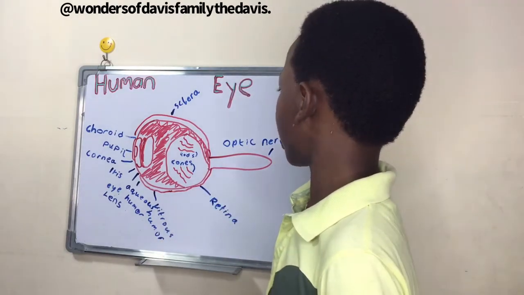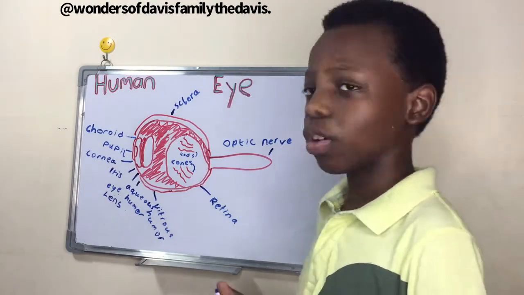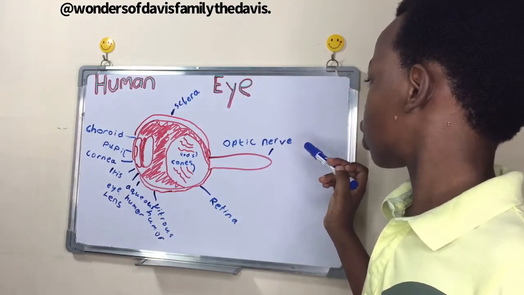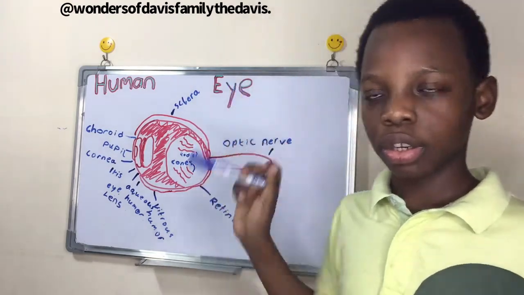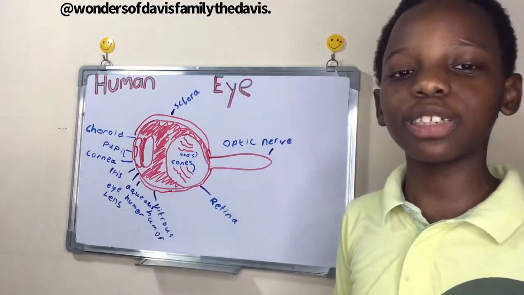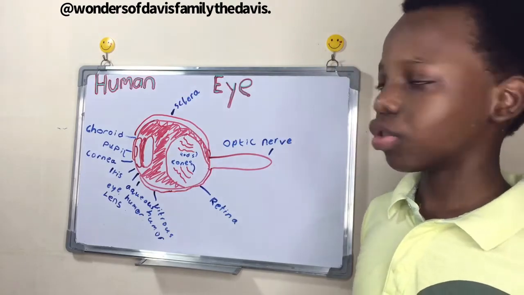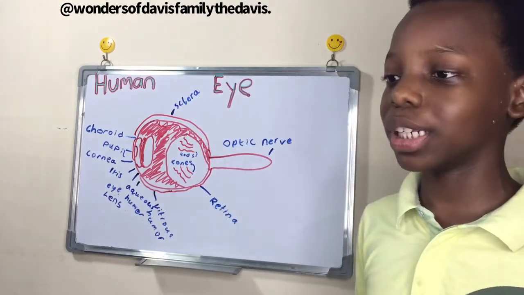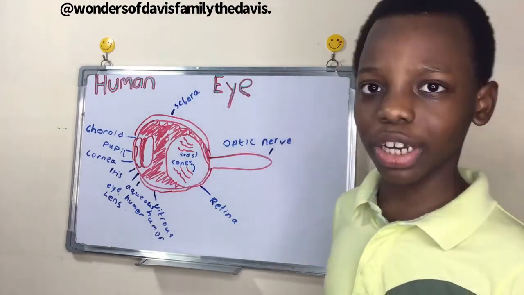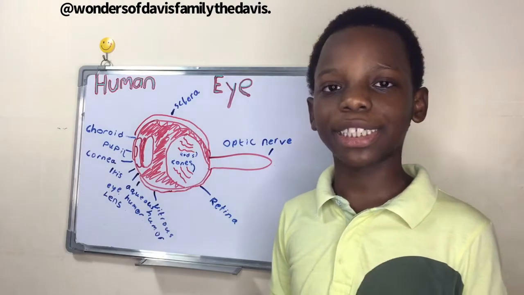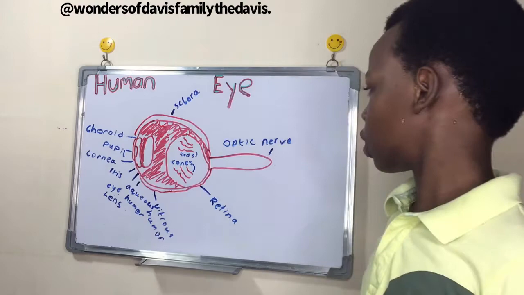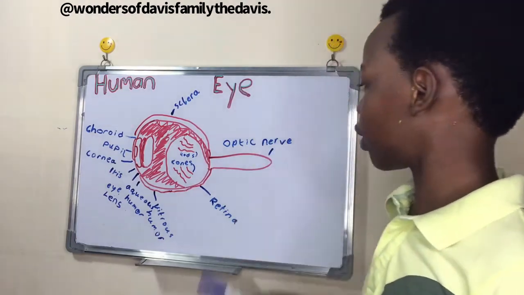Finally, we have the optic nerve, one of the most crucial parts. And it connects with the brain, which it sends the pictures to. Because these pictures are inverted when they capture the picture, the optic nerve sends it to a part of the brain, which then makes sense out of it and flips it around. That's what it does. So yeah, there you go.